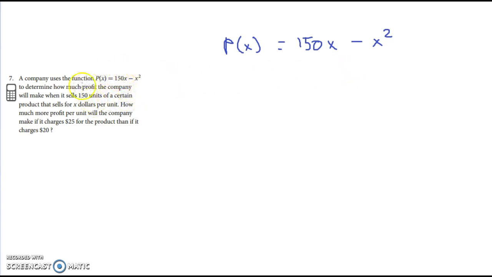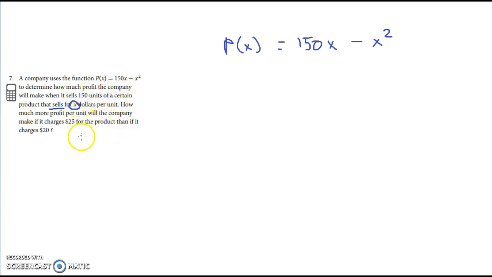Back to this. Our function is this. The p function says, given an x, here's what we're supposed to do to it, right? We've got to do 150 times that minus x squared. Well, here's our question. What does the x stand for? Reading through it, it says x represents the selling price of these items being sold.